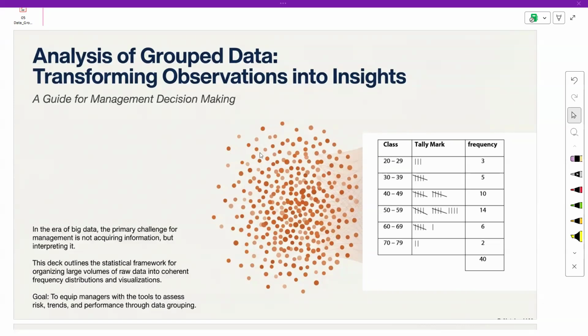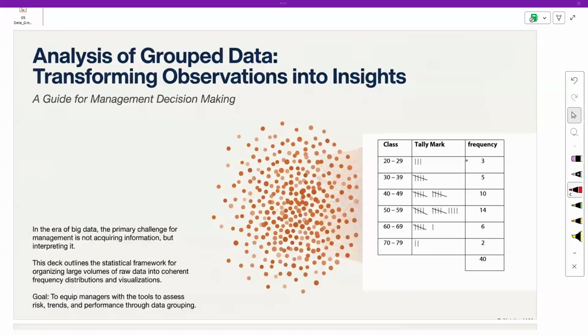Today we are going to discuss the group data. In the previous sessions, we discussed ungrouped data. The analysis of group data is about transforming observations into insights. Here we have a data set, and in the data set we have identified the mean, median, mode, Q1, Q2, Q3, and deciles and percentiles for ungrouped data. It gives us some sort of insights.